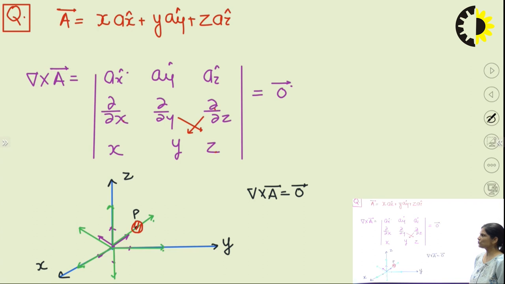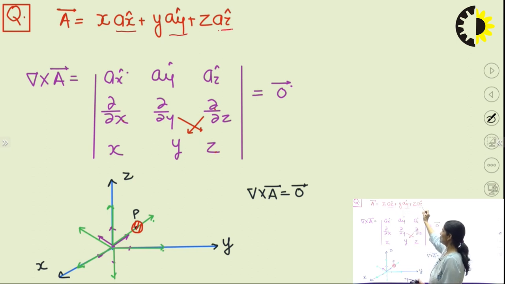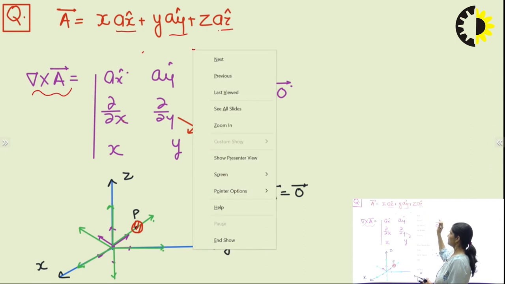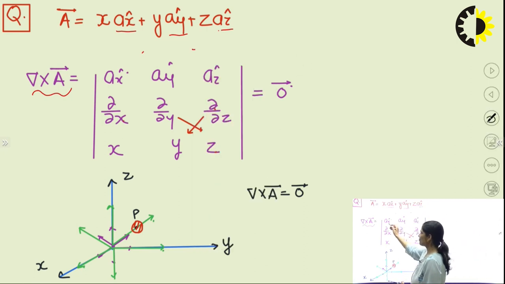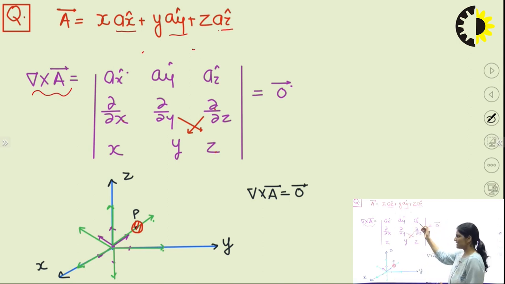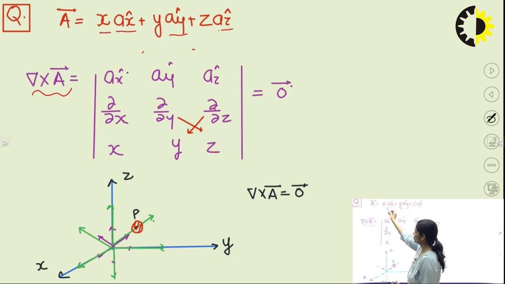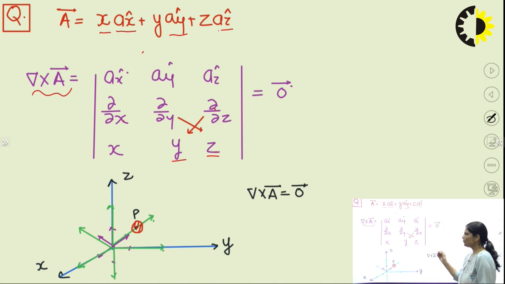Now let us consider a question: A vector is equal to x unit vector of x, y unit vector of y, and z unit vector of z. Now how can we find out curl and its direction? Here curl of A is represented as del cross A, and this is your matrix in Cartesian coordinates. As you can check, your coordinates are in form of x, y, z. Here this is unit vector of x, this is unit vector of y, then z, then del upon del x, del upon del y, del upon del z. Now here you have to write down this is x, here unit vector of y, this is y, this is z. So you have to find out the matrix.